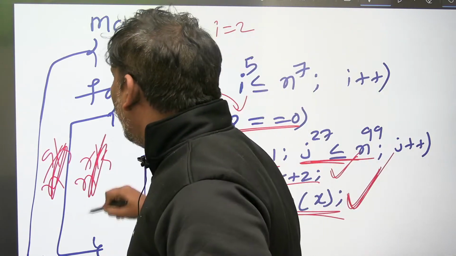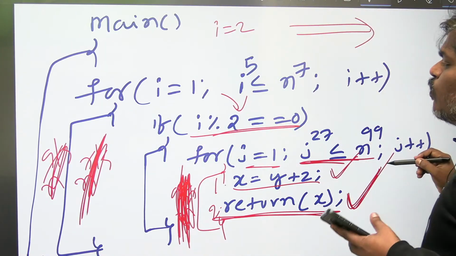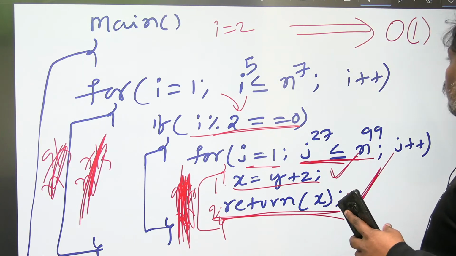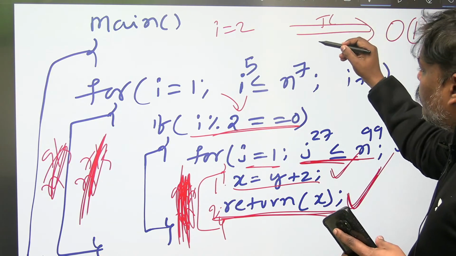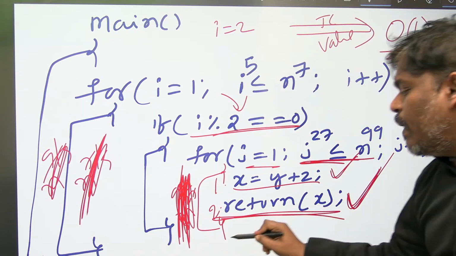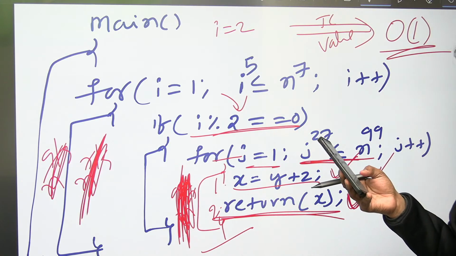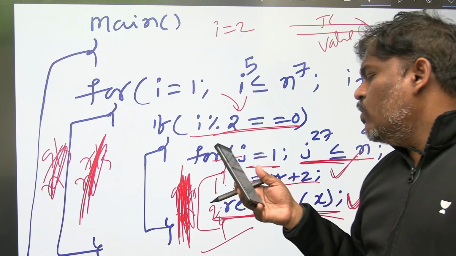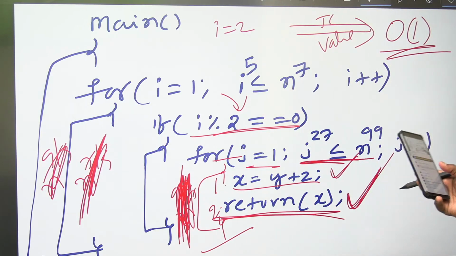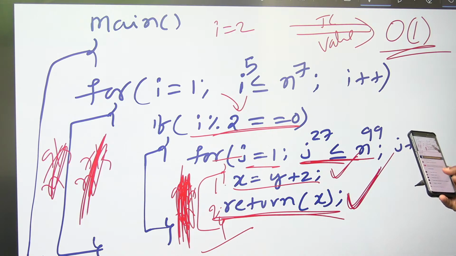This loop is also one time. Remember the time complexity of this program: it is going to be order of 1, and the value is also order of 1. Both are 1 if the bracket is there. The i loop will execute one time and the j loop will execute one time, so both take 1 into 1. So the time complexity value becomes 1.